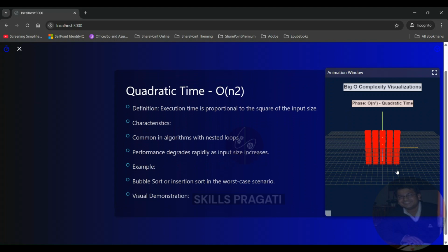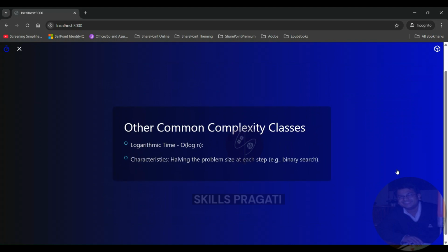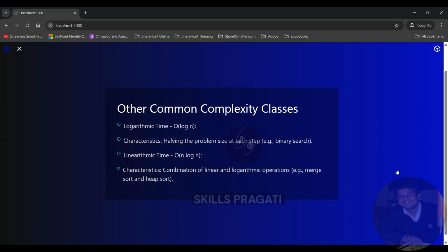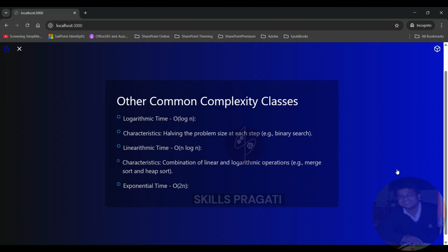There are several other complexity classes we should be aware of. Logarithmic time, O(log n): here, the problem size is halved at each step, as seen in binary search. Linearithmic time, O(n log n). This combines linear and logarithmic growth, which is typical in efficient sorting algorithms like merge sort and heap sort.